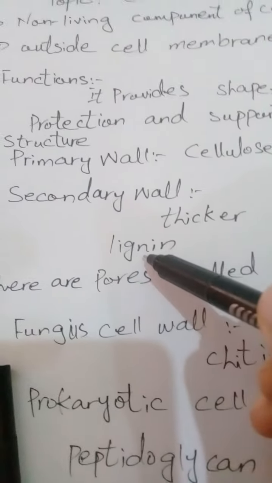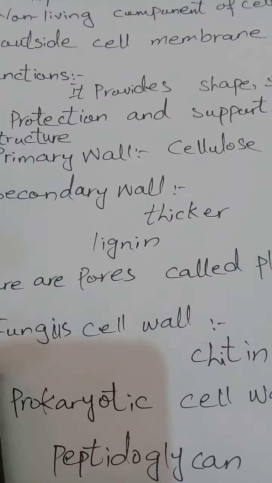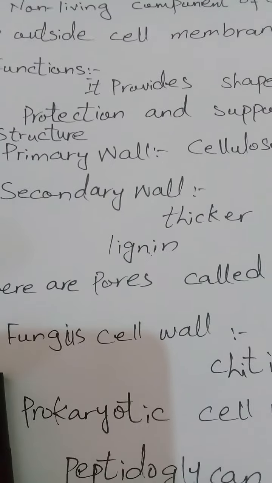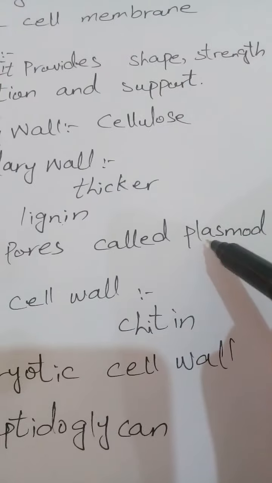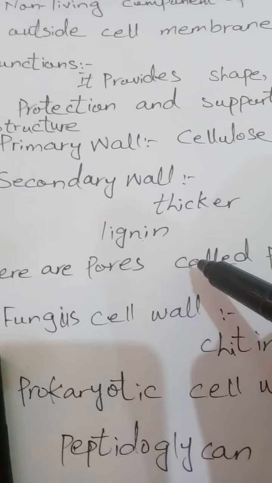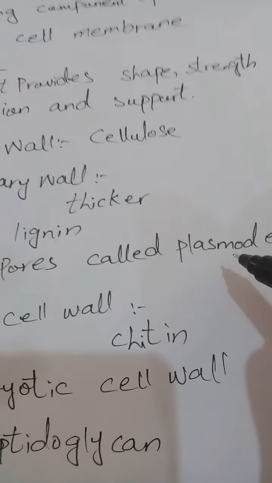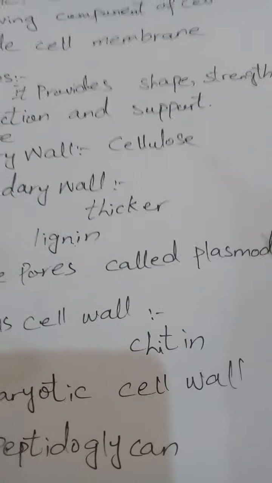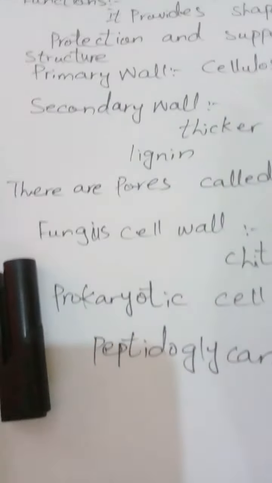Outside the primary wall there is a thicker wall that is called the secondary wall. The secondary wall is mainly composed of a chemical called lignin. There are some pores in the secondary wall that are called plasmodesmata. These pores help in the transportation of materials from one cell to another cell.